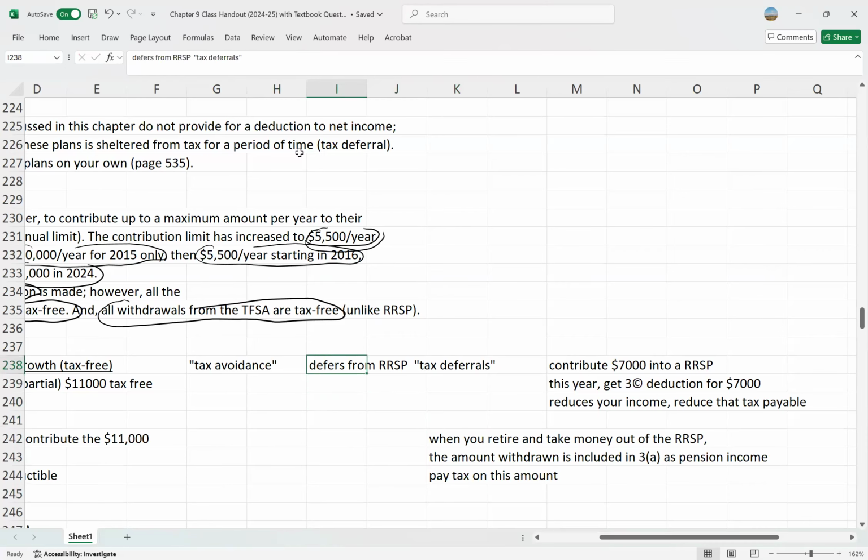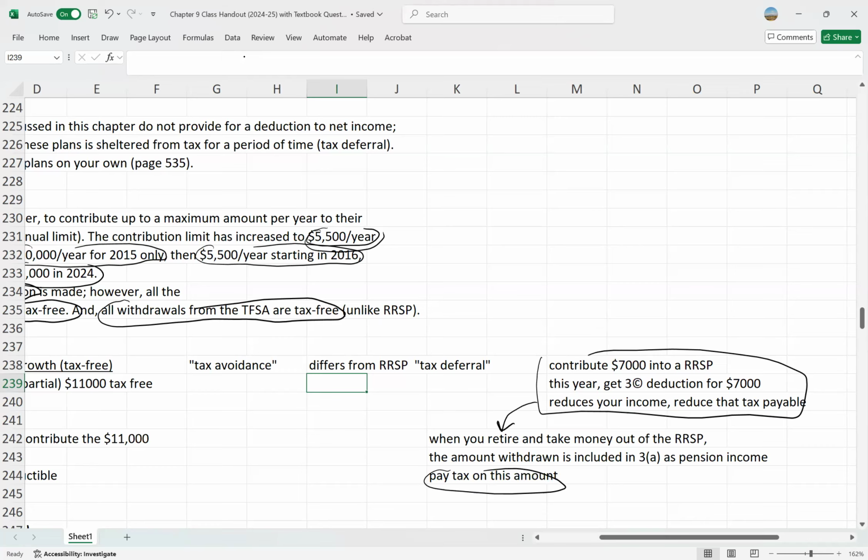Oh, so this should say differs. This differs from RRSPs, and RRSPs are known as tax deferral. So tax deferral, you're basically just not paying the tax in the year that you make the contribution. You're deferring it till a later point in time, usually when you retire and you take the money out of your RRSP. So RRSPs refers to tax deferral. You will eventually pay tax on it, just not until later on.